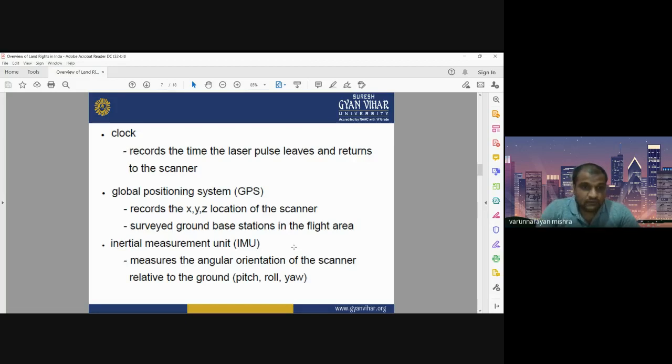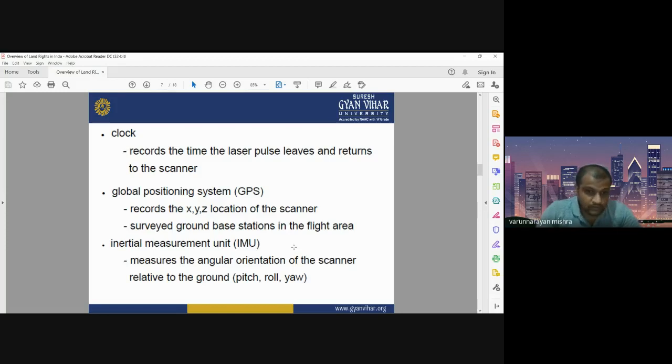So these are very high precision clocks, and it is very much different from the normal clock whatever we use. Okay, it can provide you data up to, you can say, 1000th or 10,000th part of a second. It can very precisely measure the time the laser pulse leaves the system and when it returns back to the system and is captured by the receiver.